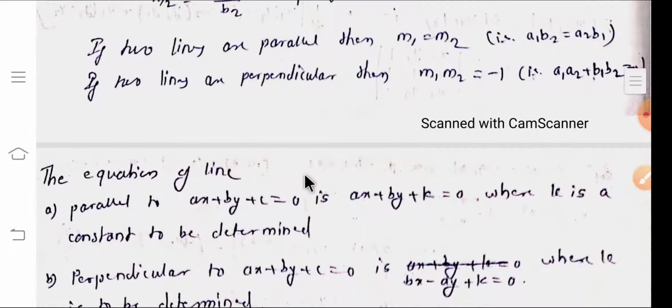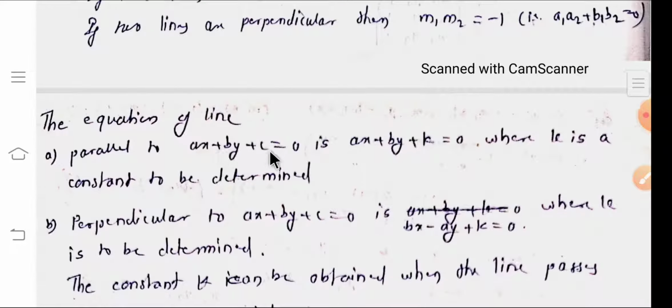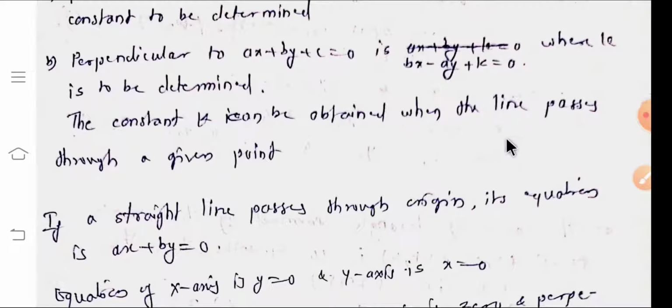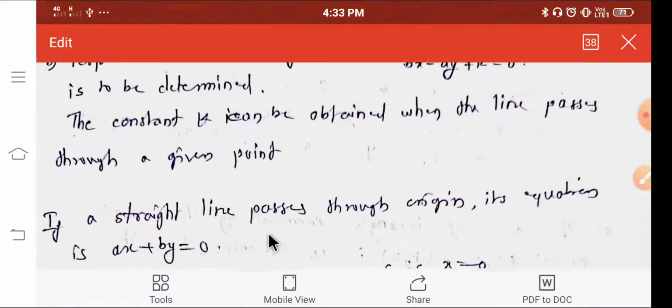Now the equation of a line parallel to ax plus by plus c equal to 0 is ax plus by plus k equal to 0, where k is any constant to be determined. Similarly, the equation of a line perpendicular to the given line ax plus by plus c equal to 0 is bx minus ay plus k equal to 0, where k is a constant to be determined, and the constant k is obtained when the line passes through a given point. And if the straight line passes through the origin, then its equation is ax plus by equal to 0.